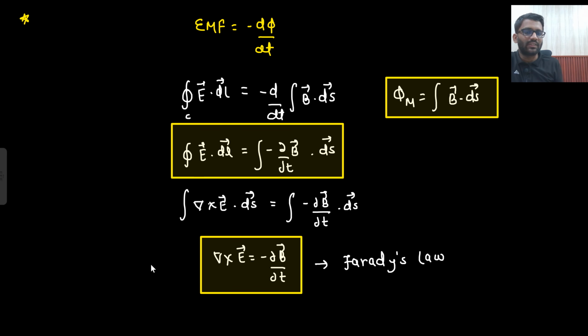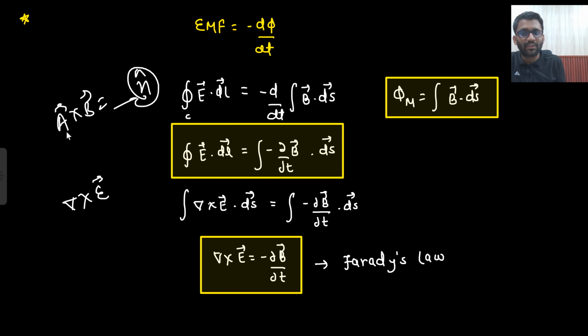By the way, here only you can see del cross E. What is the direction of del cross E? Certainly the direction of del cross E will be perpendicular to E, right? It is a cross product. A cross B is equal to AB magnitude sin theta n cap, so n cap is perpendicular to both A and B. Similarly, del cross E, whatever answer you get, will have some direction, and the direction will be certainly perpendicular to the E vector.